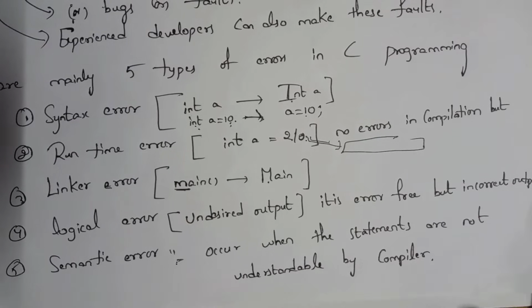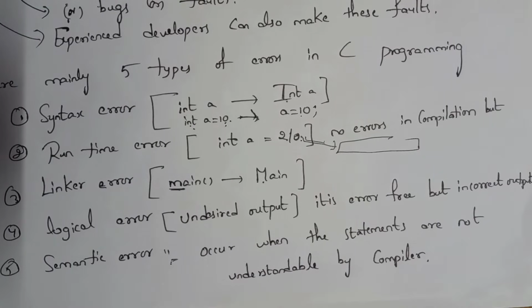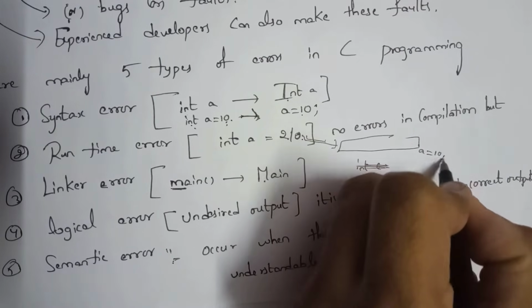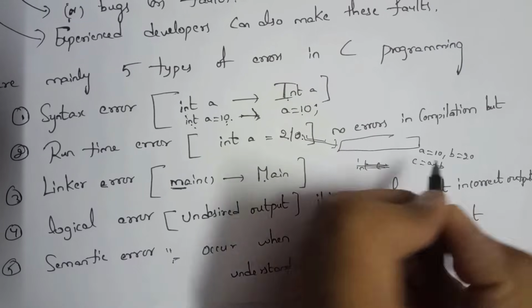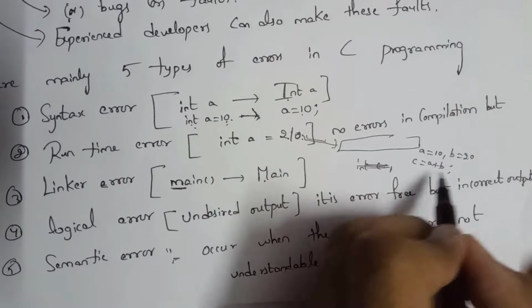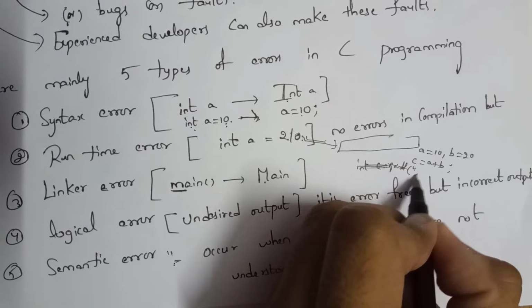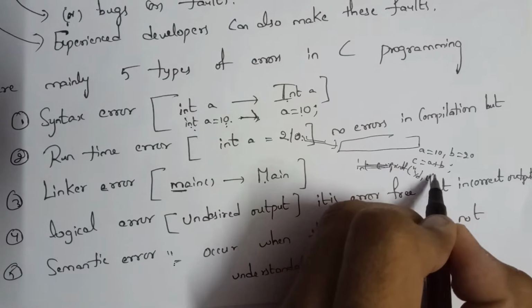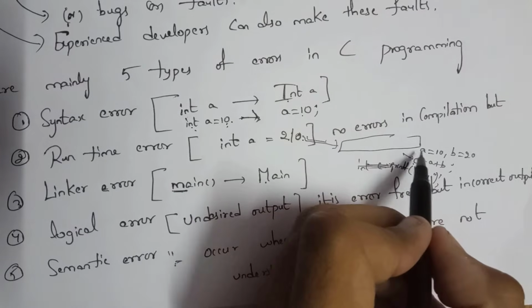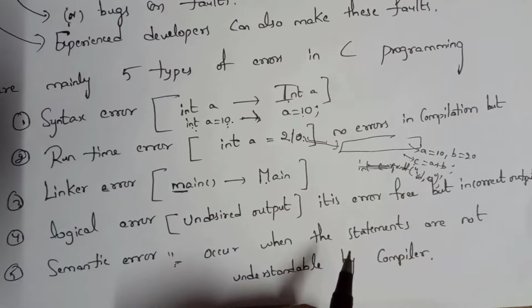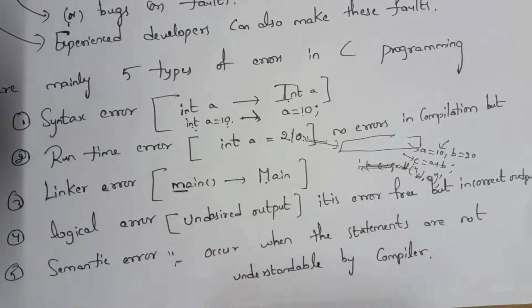And the fourth one is logical error. In a logical error, during compile and runtime, it will not display any error, but it will display the wrong output. For example, I took the value of a as 10, the value of b as 20, and I wrote c = a + b. Now this c contains the result. So I need to write printf("%d", c), because c contains the result. But instead of printing c, if I write %d comma a, now I will get the output as 10, which is a wrong answer. Mainly beginners make such logical errors.